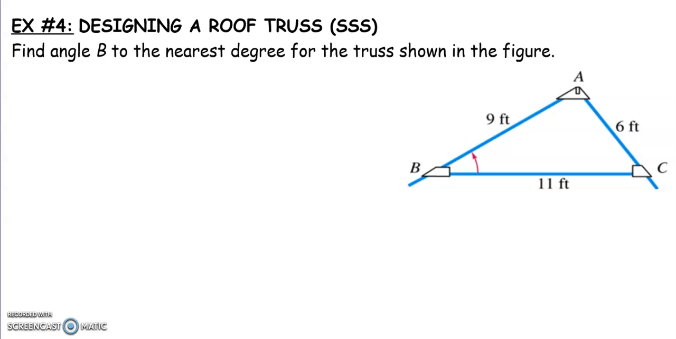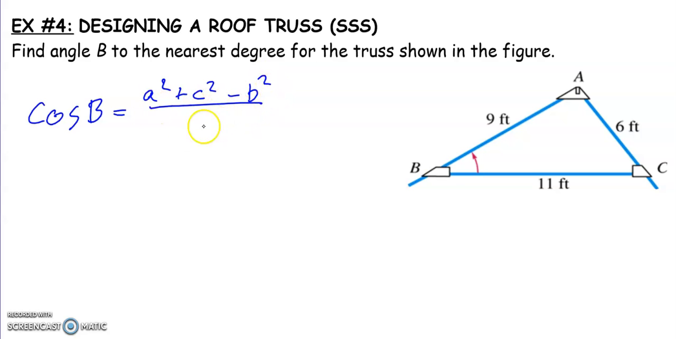So now we are specifically told we are designing a roof truss. I know all the board measurements to make that truss, but I don't know this angle here when I'm setting it together. So let's find that angle. Well, we've already discussed this. The cosine of angle B, the angle I'm looking for, equals a squared plus c squared, the two sides that are not associated with B, minus the side opposite of B, all over 2 times a times c, the sides that aren't b.